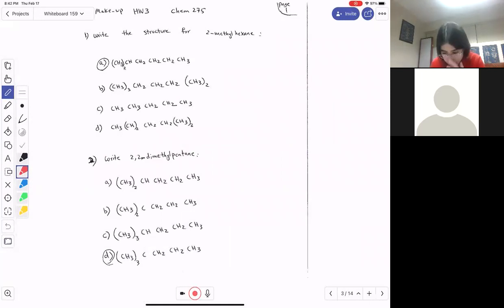Write the structure for 2-methylhexane. So what you do is first look at the base name of the alkane, right? This is the main chain. 1, 2, 3, 4, 5, 6, with the methyl on carbon 2.